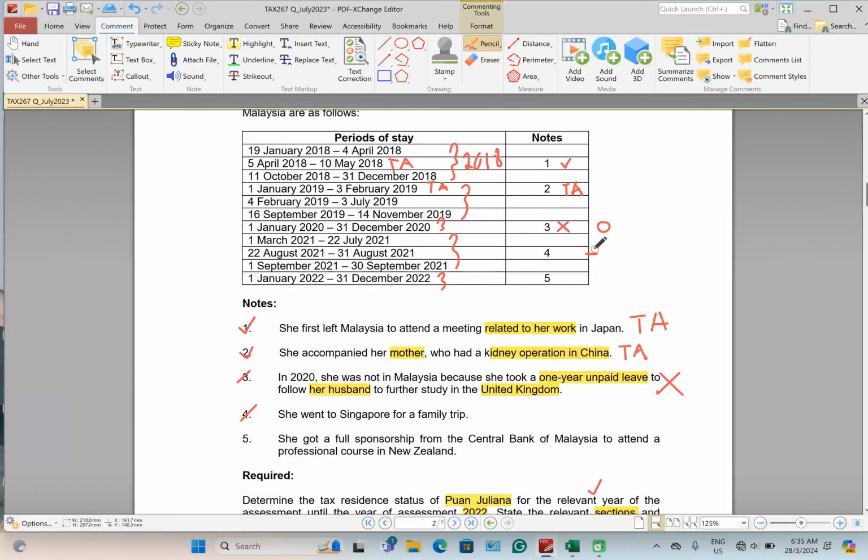Okay, we need to compute. So 31 minus 22 plus 1. Therefore, you will get 10 days. Isn't it? Guys, 10 days, very obvious, less than 14 days, right? So confirm this is TA. This is also TA. Alright.